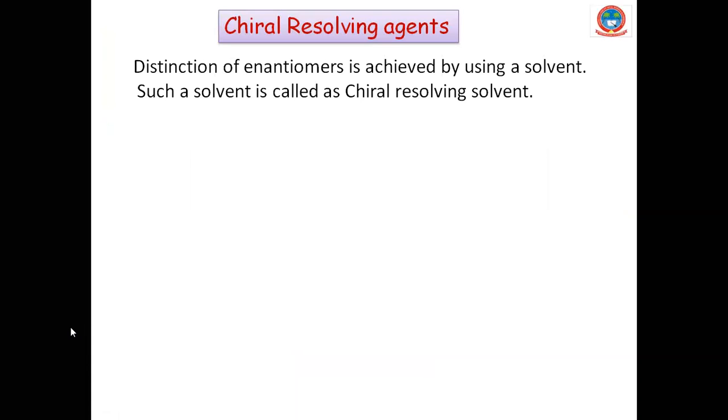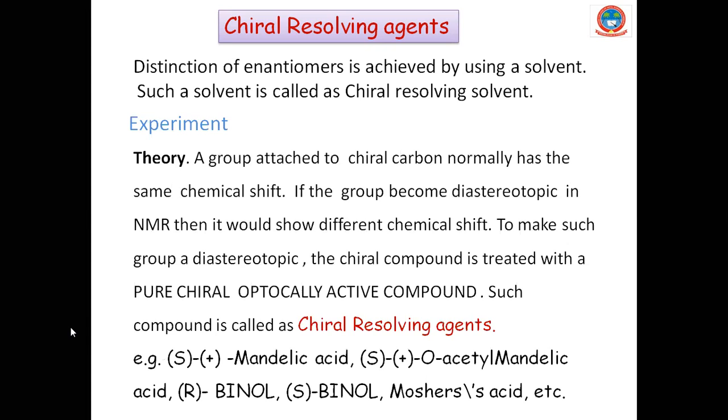These are reagents, or they are solvents. In fact, they are used to distinguish the enantiomers in the NMR spectrum. In this technique, we use a particular solvent which has a chiral compound, and therefore they are called chiral resolving solvents. These solvents can be used to dissolve the mixture or racemic mixture of the compounds. So now see how to do this, how to achieve it, how to begin.